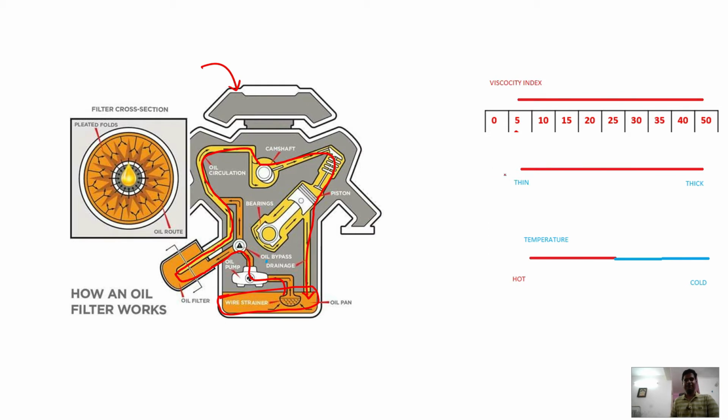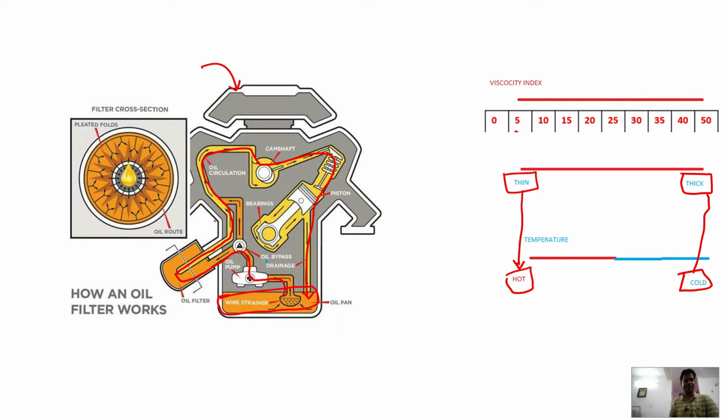Before that, we need to understand a few more things. Oil can exist in two states: one is the thin state and another is the thick state. The oil is thin when it's hot, and the oil is thick when it's cold. I think everyone can relate to this with any oil. Whenever the oil is cold, it's going to be thick.